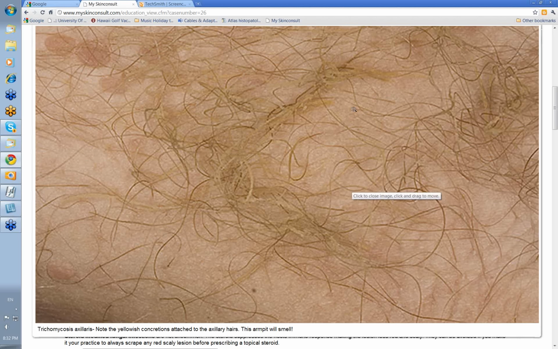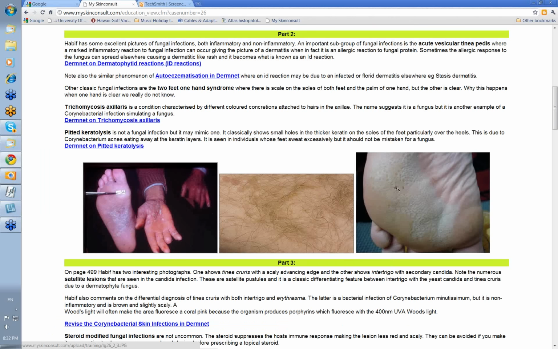it smells. But the best way to treat it is to shave the armpits for starters, and then use a bit of the clindamycin lotion or some oral erythromycin, because that'll knock off the corynebacterium. It's usually a hygiene thing in excess sweating.